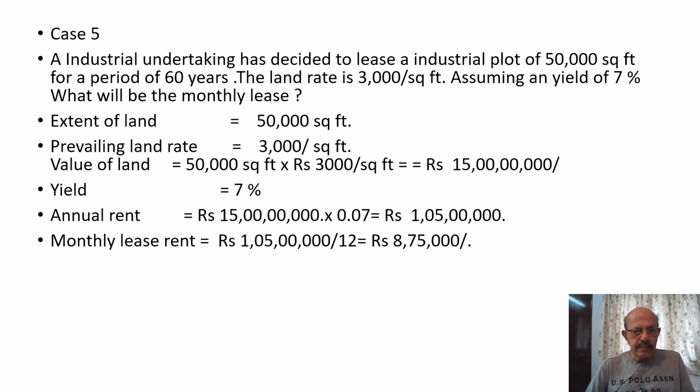Extent of land: 50,000 square feet. Prevailing land rate is 3,000 per square foot. So the value of land is equal to 50,000 into 3,000, which is equal to 15 crores. Yield is equal to 7%. So the annual rent is equal to 15 crores into 0.07, which is equal to 1 crore 5 lakhs. So the monthly lease rent is equal to rupees 1 crore 5 lakhs divided by 12, which is equal to rupees 8 lakh 75,000.